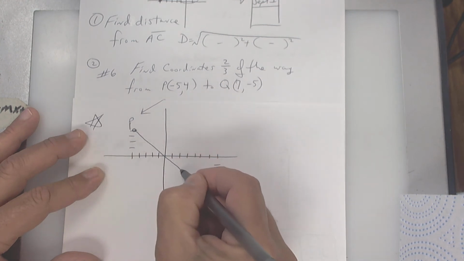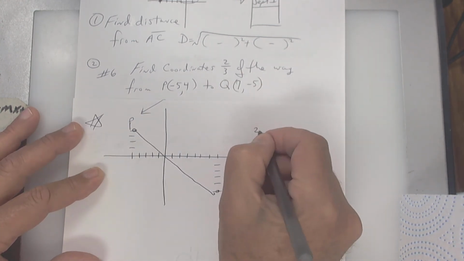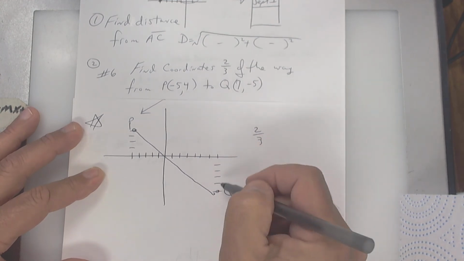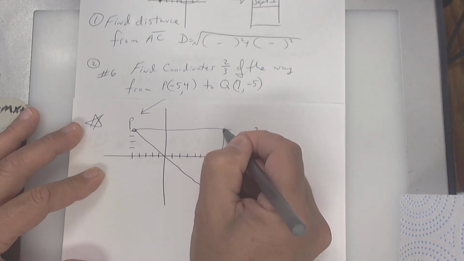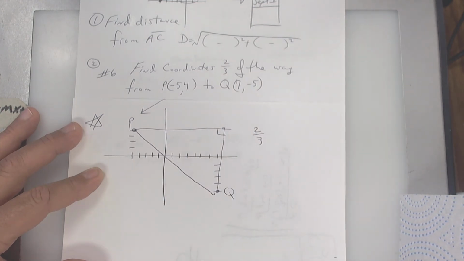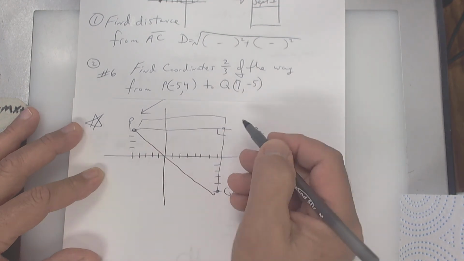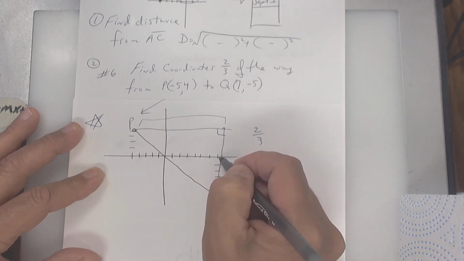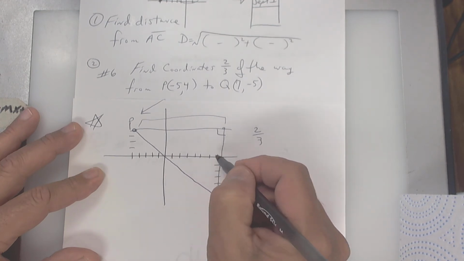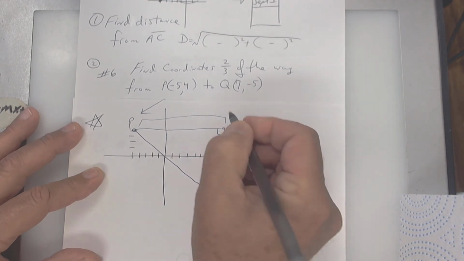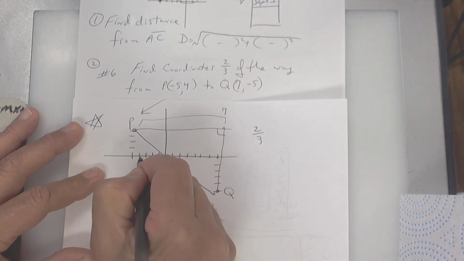Now what they want to know is the point 2/3 of the way. So what you want to do is square this off. Okay? Square it to a right angle. You want to get this horizontal distance. So you got to figure out where this is. Looks like I missed my mark here. So it should be 1, 2, 3, 4, 5, 6, 7. So it's over 7. And then this one is 1, 2, 3, 4, 5.